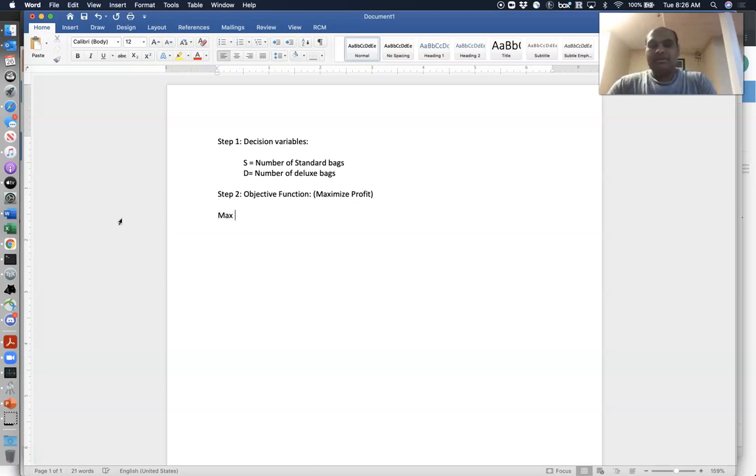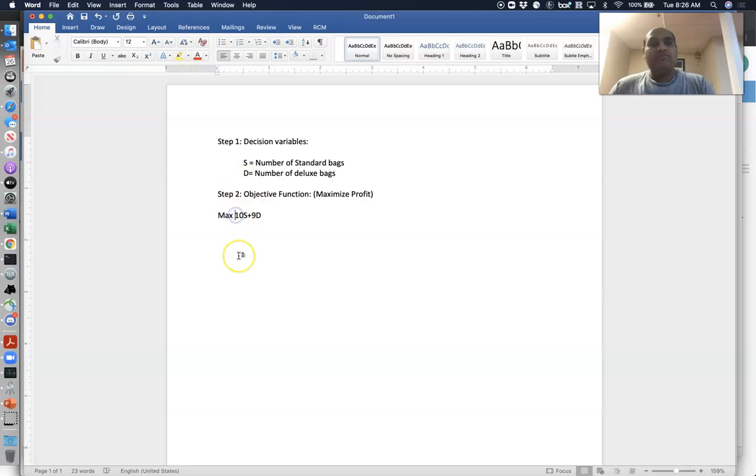Let's say maximize $10 times the number of standard bags plus $9 times the number of deluxe bags. So 10 times S plus 9 times D. That's the mathematical function that we'll be maximizing. We're trying to find the maximum value for that function right there, and that's our objective.